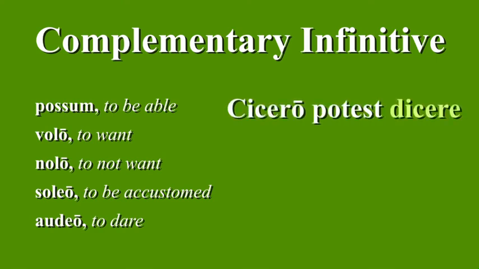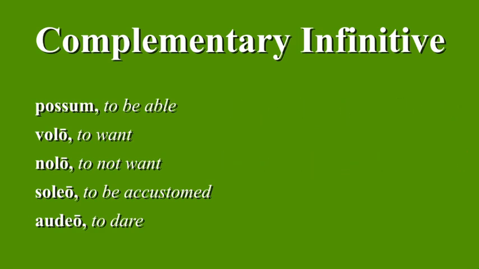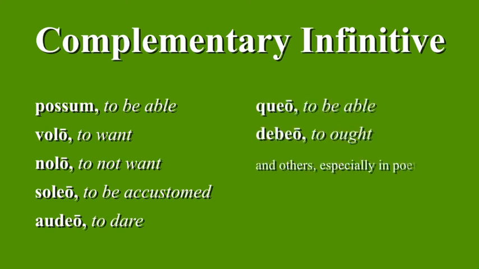Cicero potest dicere. Cicero is able to speak. Just saying Cicero is able, Cicero potest, leaves the entire meaning of the sentence unfinished. So really, the infinitive is absolutely necessary in this use. Here's a list of verbs and their meanings that typically take a complementary infinitive. You'll find that these words tend to be very basic.